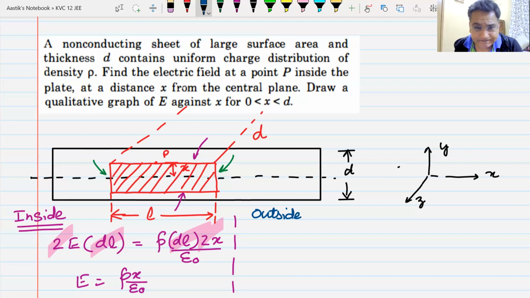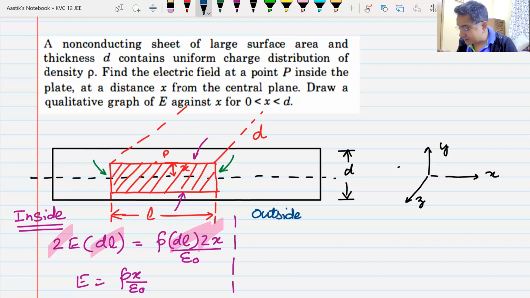Sir, yes, rho x by 2 epsilon naught, sir. Rho L by 2 epsilon naught. There is no L here. X, sir. Okay, I'll do it. For any point outside, let me do it with the blue thing.